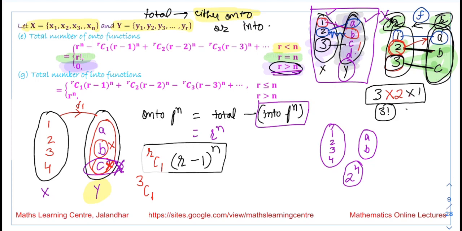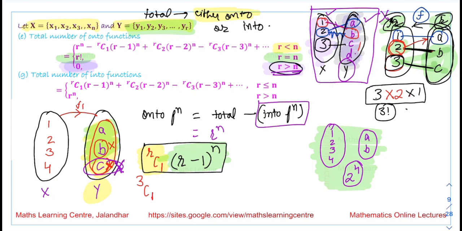So what is this representing? rC1 means in how many ways one element can be chosen from this. R minus 1 raised to the power n means that out of the remaining elements, if there are a total of 3 elements, then the number of remaining elements is 2. If there are a total of r elements, the number of remaining elements will be r minus 1, and the number of functions that can be formed is r minus 1 raised to the power n.